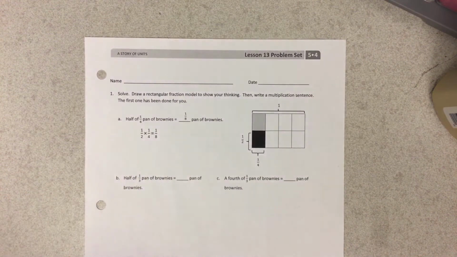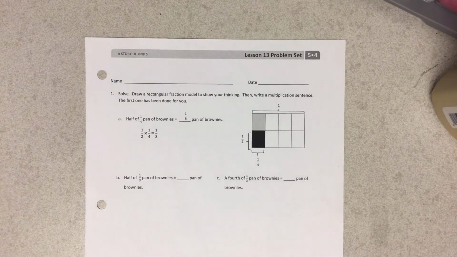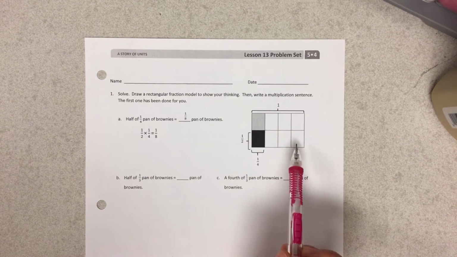All right, guys, so today what we're going to be doing is we're going to be drawing some rectangular fractions to show our thinking when we're doing our multiplication. And some of these kind of start off as almost like word problems, but kind of not really. But just kind of watch how we draw these because drawing your picture is extremely important, okay? So first of all, letter A has already been done for you.